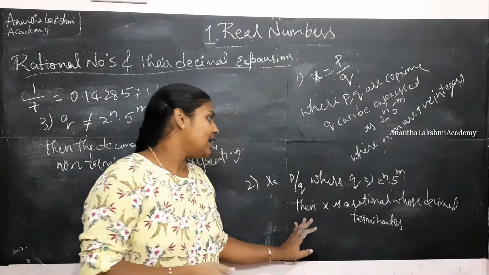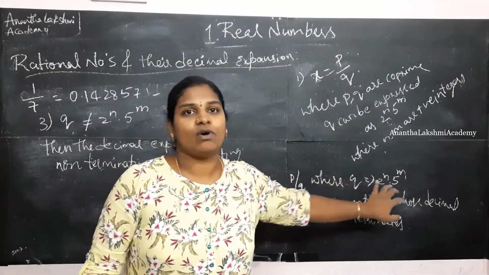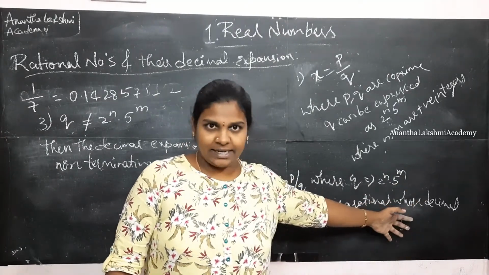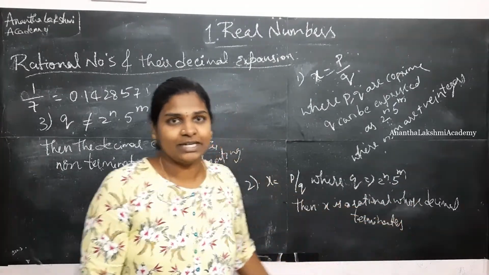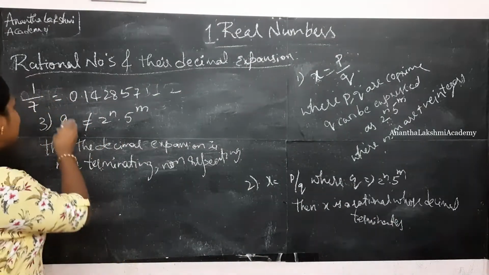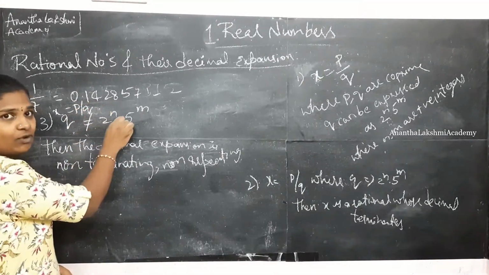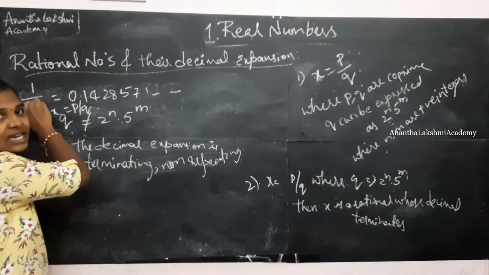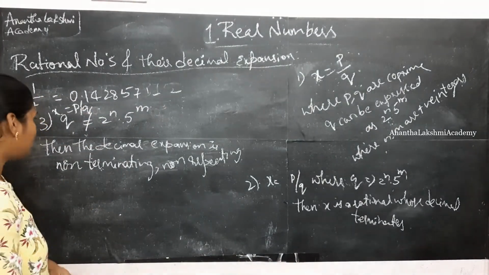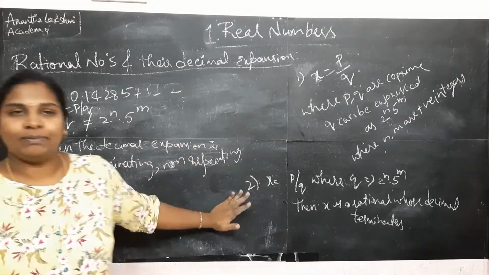Next thing is, if x is equal to p by q and the denominator can be expressed in the form of 2 power n 5 power m, then the decimal expansion is terminating. Then the last thing, if you consider x is equal to p by q, a rational number where q cannot be expressed in the form of 2 power n 5 power m, for such numbers the decimal expansion is non-terminating.